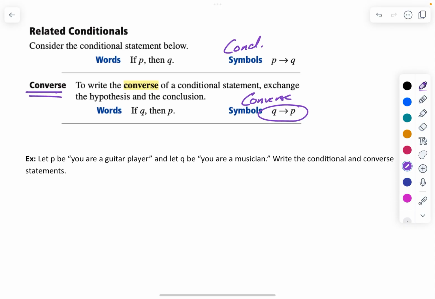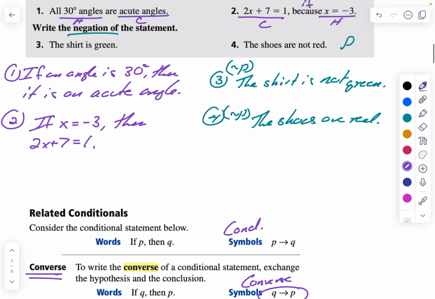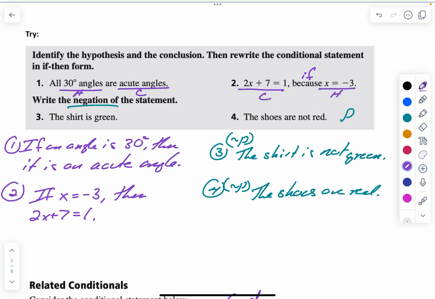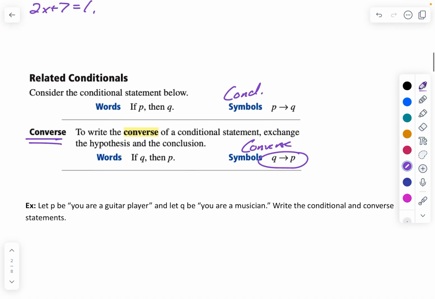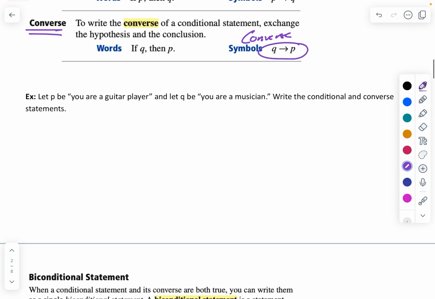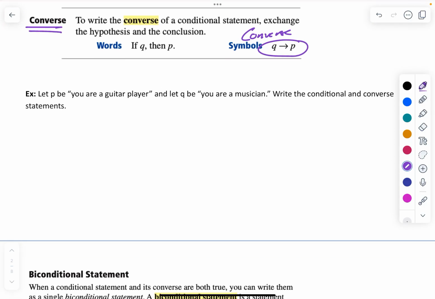We didn't talk about truth values yet, but I think everything we wrote so far, like these 2 conditional statements, if an angle is 30 degrees, then it's an acute angle, and if x equals -3, then 2x plus 7 equals 1, are all true. But when you flip-flop the hypothesis and conclusion, it's not always true. So just be aware of that. So let's go back here.